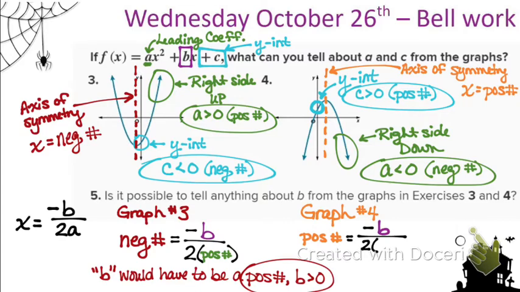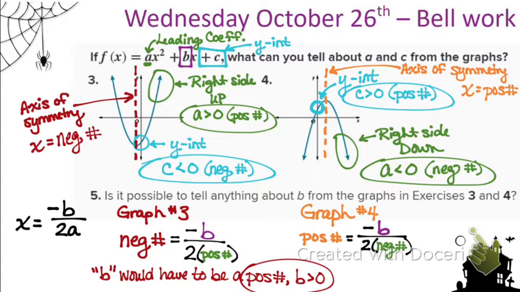On graph number 4, a was a negative number. How did we know that again? Because the right side is going down. So what kind of number would be on the bottom of my fraction? It's going to be a negative because I'm taking 2 times some negative number. And a negative divided by negative would give me a positive. That's what I said it would come out to be.